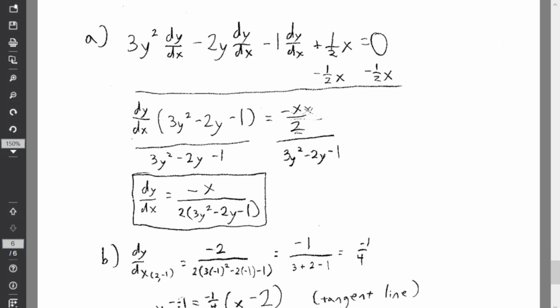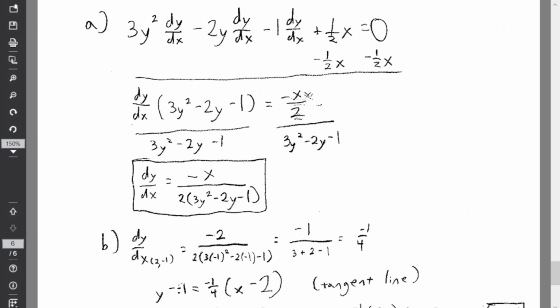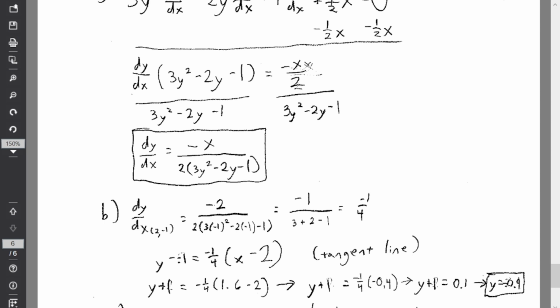So we go y minus our y coordinate of negative 1 equals our slope, negative 1/4, times x minus the x coordinate of 2. That's our tangent line. And we're going to use that tangent line to approximate at 1.6. That's what the question asked us to do. So put in 1.6 for x, and then see what value we get out for y, and we get negative 0.9 as our approximation.